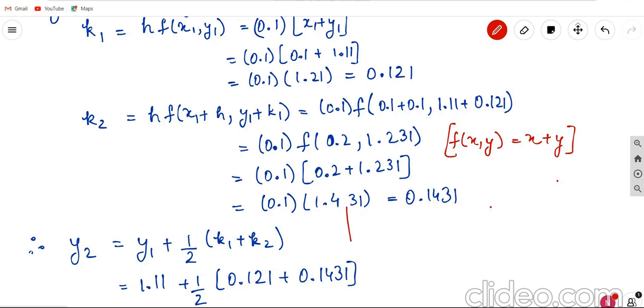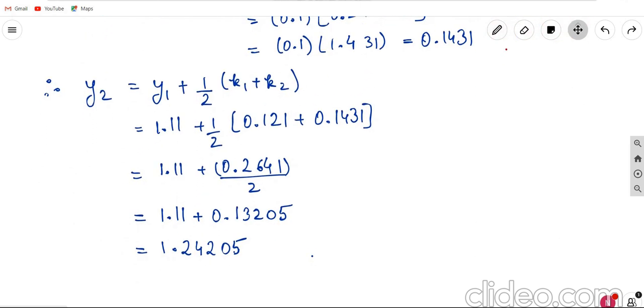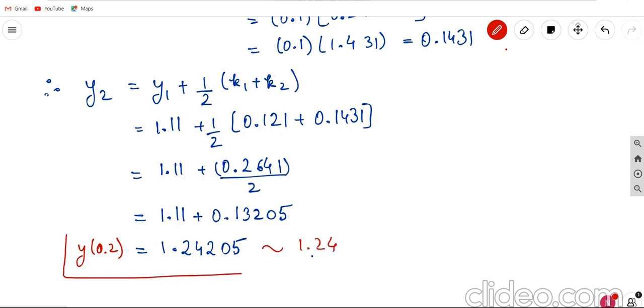Now y2 would be y1 plus half of k1 plus k2. So substitute all the values here and we get our y2, that is y at 0.2, as 1.24205, which is approximately 1.24. It is the same value that we got when we took h to be 0.2. So that means whether you take h to be 0.2, or you take h to be 0.1 and calculate two approximations, the answer would be approximately the same.